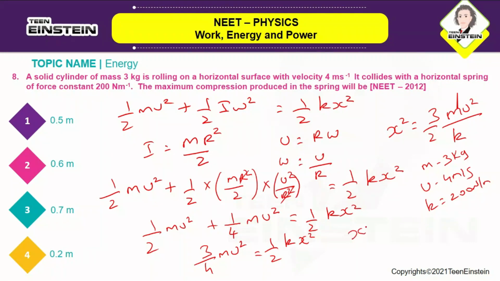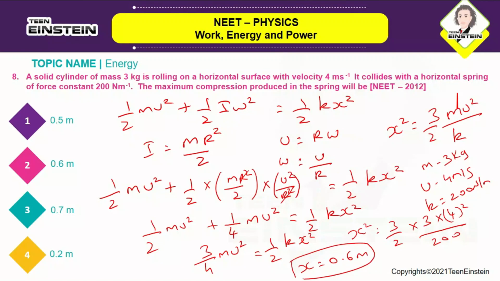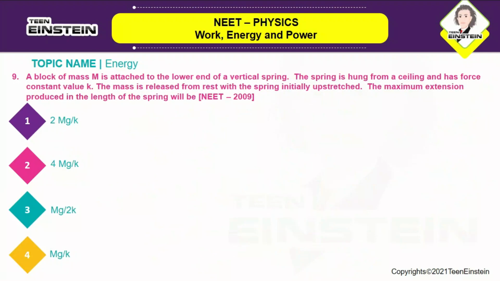If you substitute this, you will get x square equal to 3 by 2 into 3 into 4 the whole square by 200. If you solve this, you will get the value of x as 0.6 meter. So the maximum compression produced in the spring will be around 0.6 meter. So the correct answer is option number 2. Okay, so we will move on with the next question.